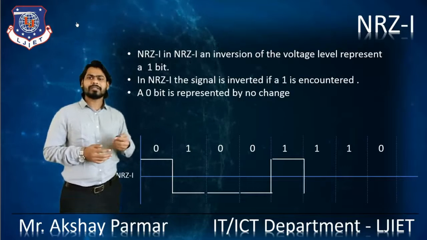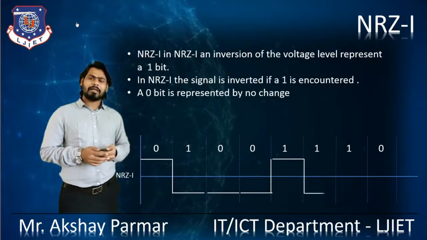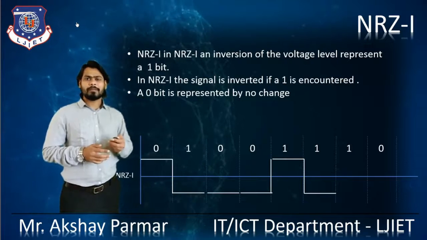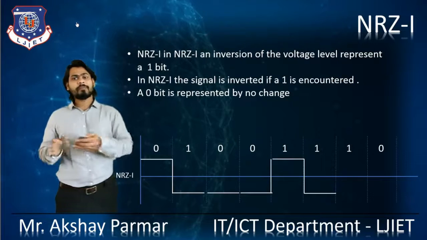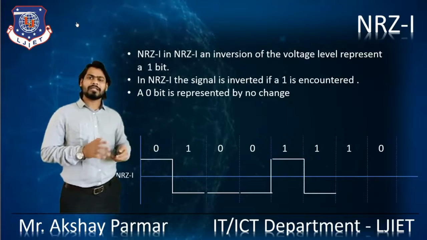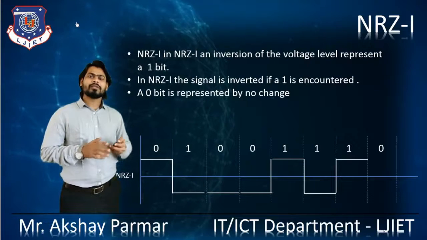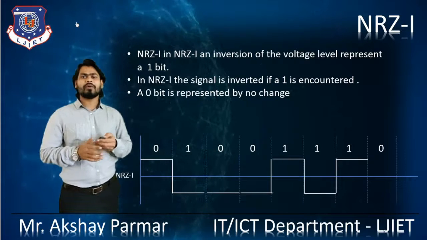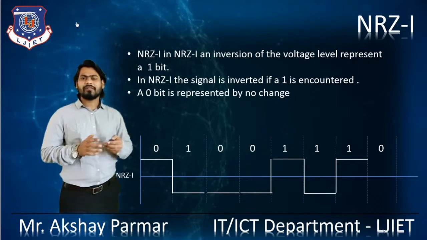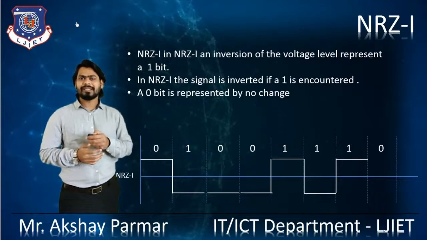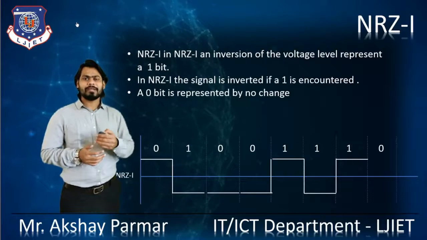So we will represent the second one by the negative voltage, right? After that, the third one is there, so it will be represented by the inversion of the previous bit representation, right? So that third bit will be represented by the positive voltage. This is how you invert the previous bit to represent the one. Whenever the one is encountered, its previous bit is inverted to represent that bit, right?